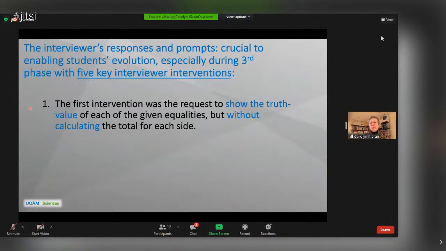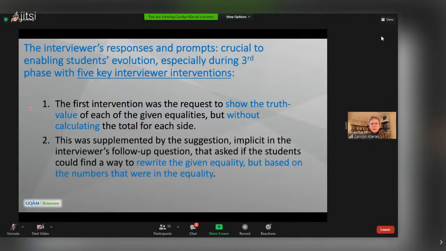The interviewer's prompts were crucial to enabling students' evolution, especially during the third phase, with its 5 key interviewer interventions. The first was the request to show the truth value of each of the equalities, but without calculating the total for each side. This was supplemented by the suggestion implicit in the interviewer's follow-up question that asked if the students could find a way to rewrite the given equality, but based on the numbers that were in the equality.